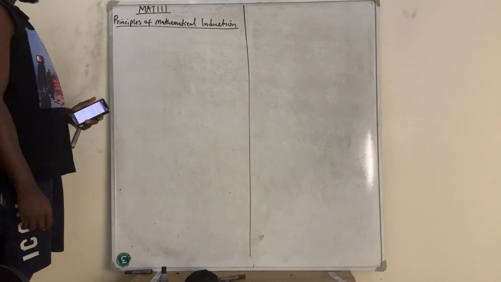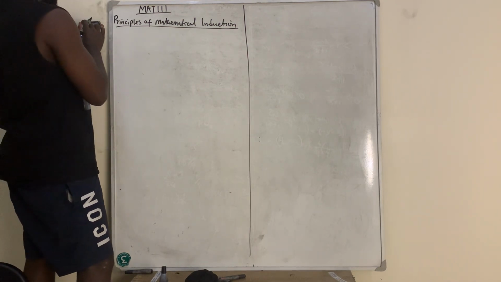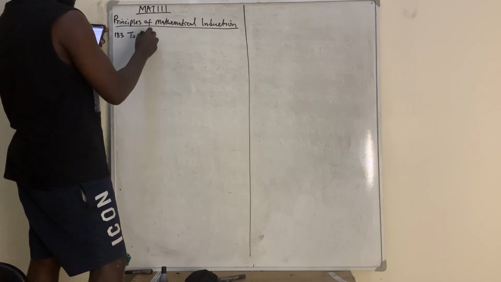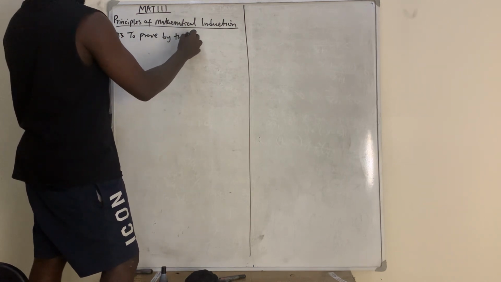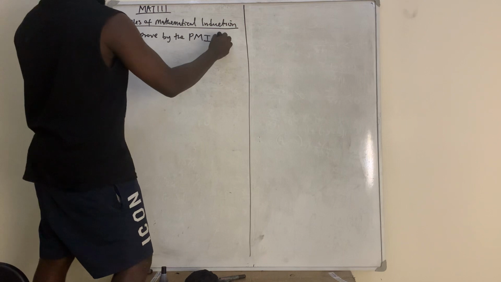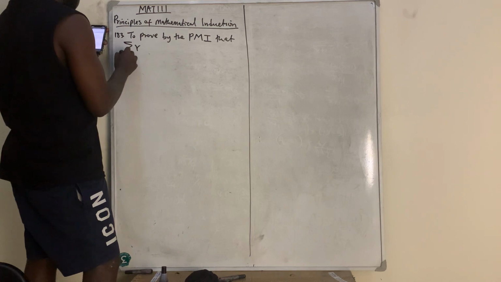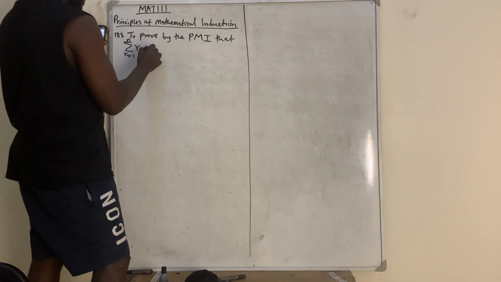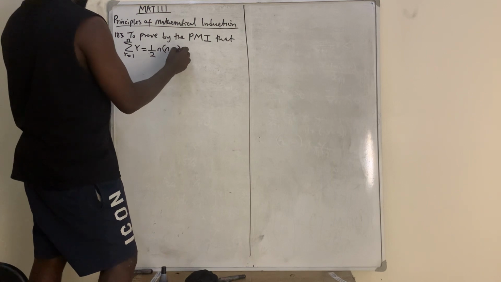In today's video, we'll be solving questions on the principles of mathematical induction, right? So the first question here is question number 183, and it said to prove by the principle of mathematical induction, PMI, that the summation of r, as r starts from 1 to n, is equal to 1 over 2 into n into n plus 1.